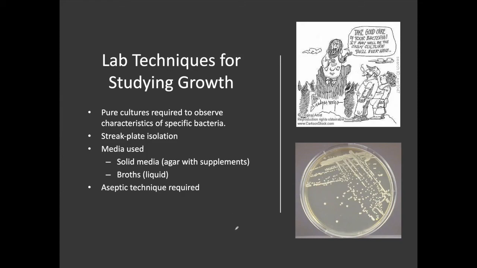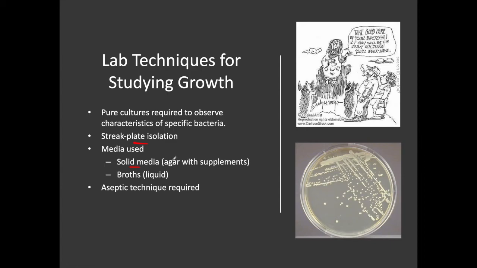Hello, and welcome to Chapter 4, Part 2, where we're going to look at some different laboratory techniques that we use to study the growth of bacteria. In order to research bacteria, the first thing that we have to do in the laboratory is isolate that bacteria from other organisms that may be in the sample. So this is done with a technique known as a streak plate isolation, sometimes referred to as an isolation streak plate.